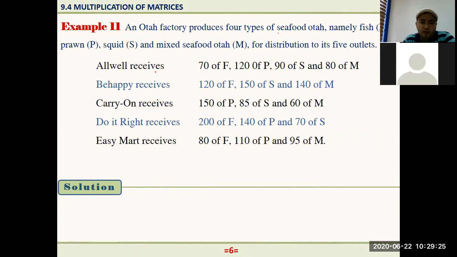So it says that All Well receives, that is the name of the first outlet, right? It says that 70 of fish OTA, 120 of prawn, 90 of squid, and 80 of mixed. And Be Happy receives 120 of fish, 150 of squid, and 140 of mixed. But what about prawn? They don't receive any prawn OTA, right? Carry On, another branch, receives 150 of prawn, 85 of S, and 60 of M. And Do It Right receives this many. Easy Mart receives this many.